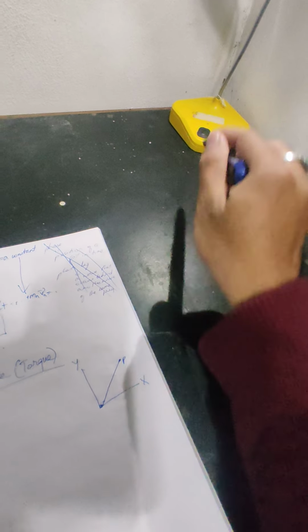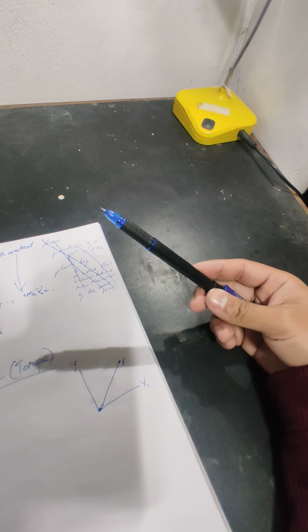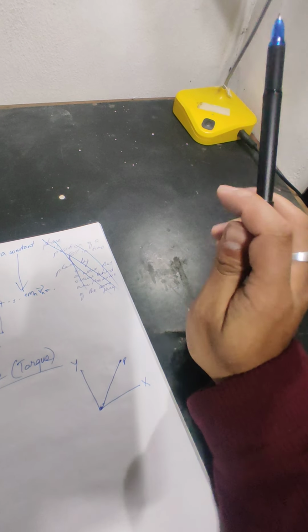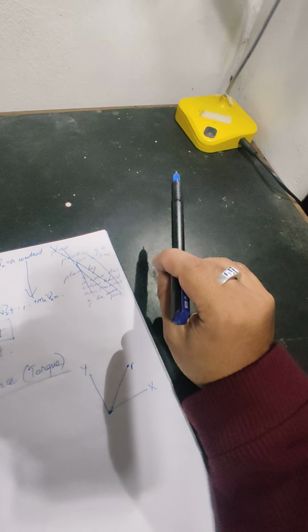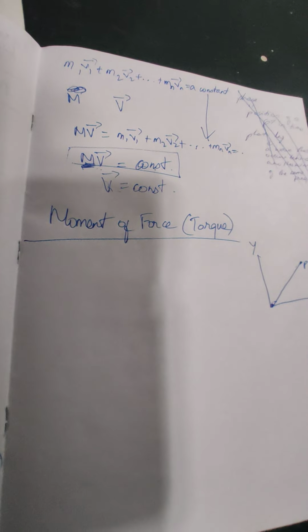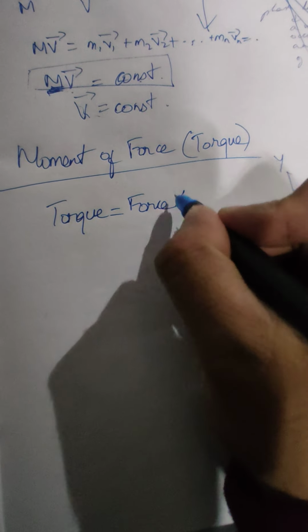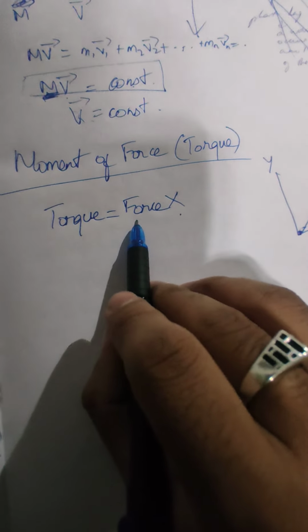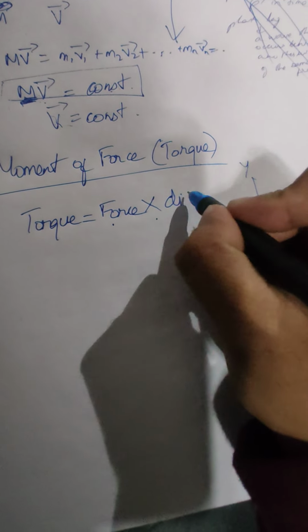The turning effect of force about the axis of rotation, that you are taking two axes in this case, right? The turning effect of force about the axis of rotation is simply called moment of force. And it can be measured, so it is also called torque, and torque is measured as the product of force and the perpendicular distance from the axis of rotation. Force into distance or displacement.